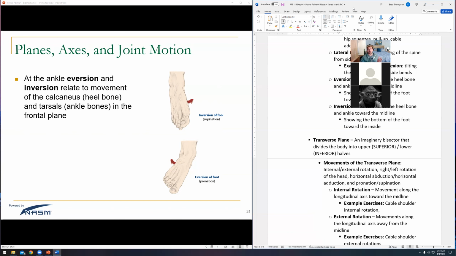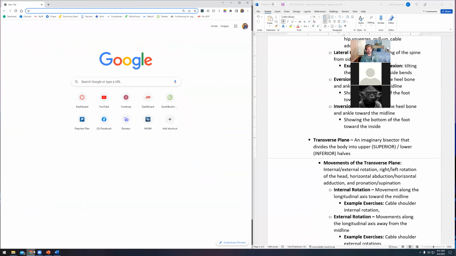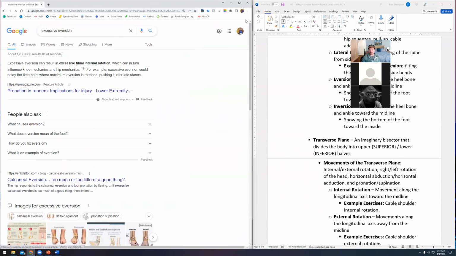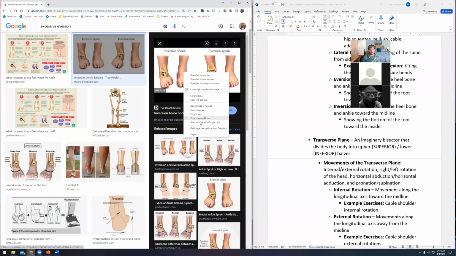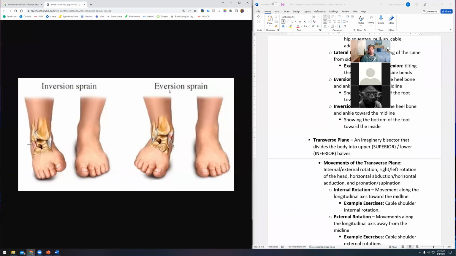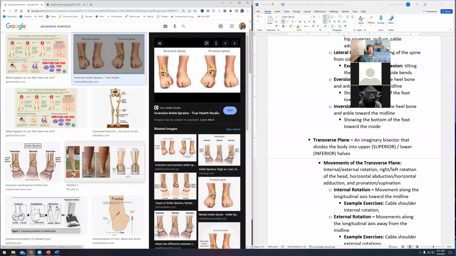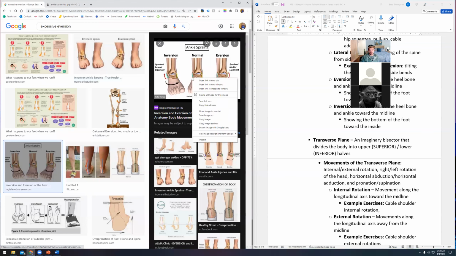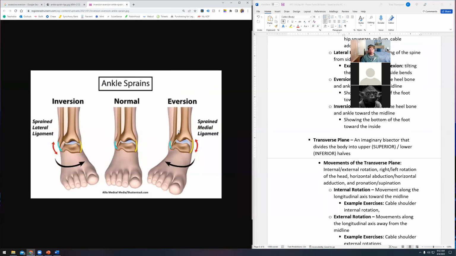So many clients are going to have excessive eversion of the foot. And again, that goes back to what we talked about earlier. If we look at this excessive eversion, right? Eversion is where the foot's going away from the midline. Inversion was going towards the midline. So now imagine if you spent all day in inversion, right? And by the way, you can sprain, you got ligaments on both sides of this, but most of our clients are going to spend all day everted.